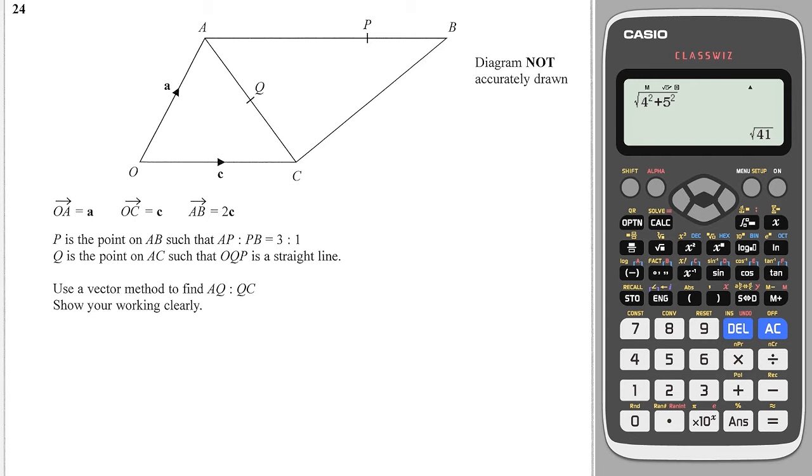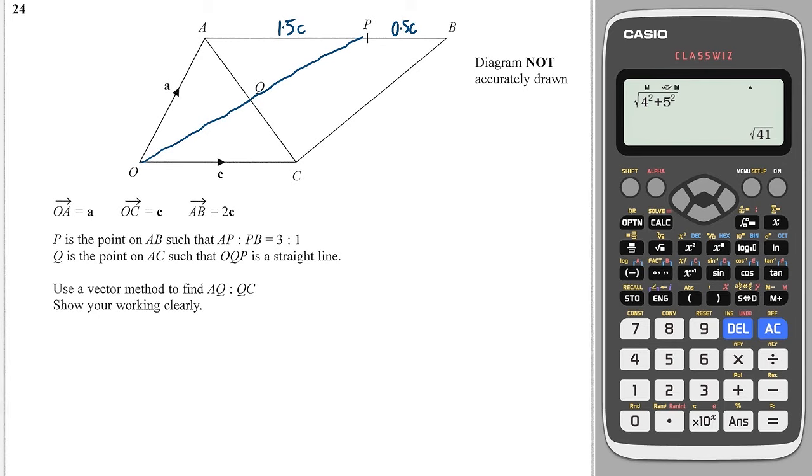Right, here we go. Let's do another one. OA is a, and that's c. We've also got AB is 2c. So this is 1.5c, and this part here is 0.5c because of this 3-to-1 ratio. 3-to-1, that works, and it has to be 2c in total. It says use a vector method to find AQ and QC, and it also says that OQP is a straight line, so that goes through like that.